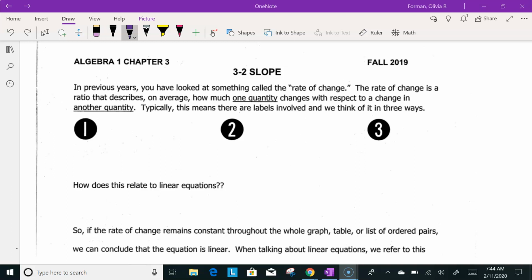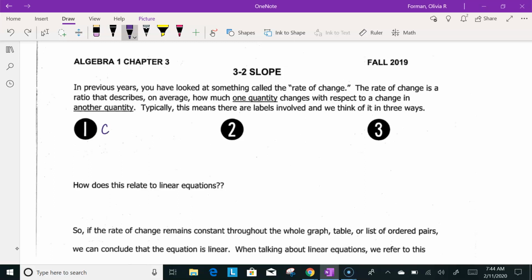In previous years, you may have learned it as the rate of change. The rate of change is going to be a ratio that describes, on average, how much one quantity changes with respect to a change in another quantity. Typically, this means there are labels involved, and we think of it in three ways.